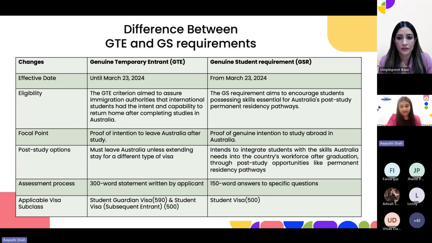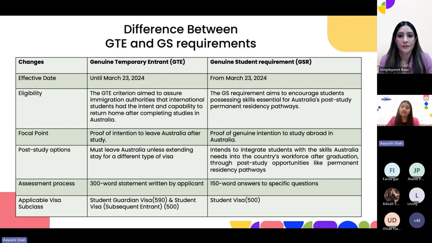Obviously, in GSR they have included the students who, after studying in Australia, get the right skills Australia needs and go ahead applying for PR. Now, this was not acknowledged in GTE. Unlike GTE, GSR is mainly to gauge your commitment to study, and whether you meet the requirements of academic history, your language skills, and how well your chosen course lines up with your objectives. So we are reiterating the same topic here, but it covers a majority of this part.